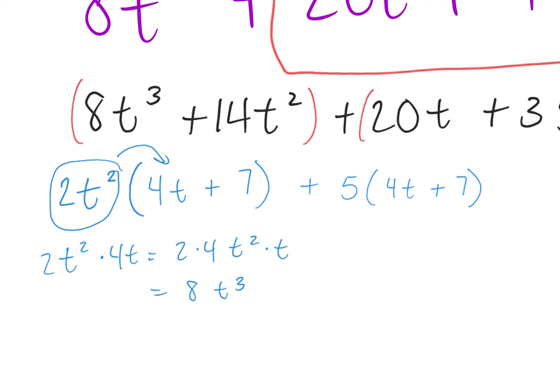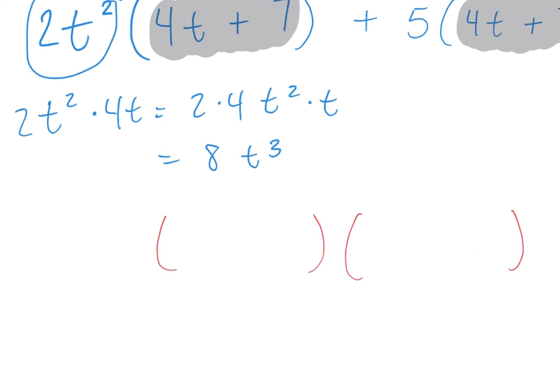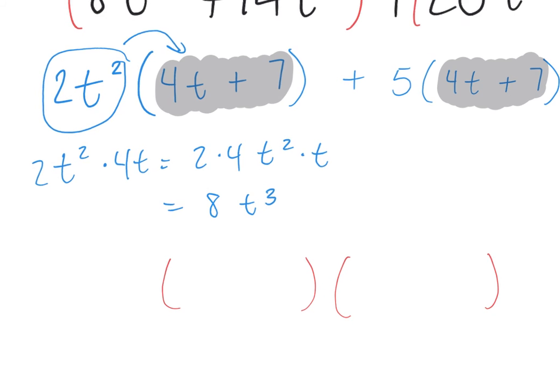How do I know I did it right? What's the same? The inner part. Very good. The inside of my parentheses is both 4t plus 7. Once we have that, we can write our final answer, okay? Our final answer is going to be two things multiplied by each other. And what are those two things?